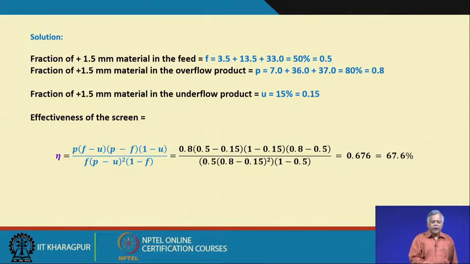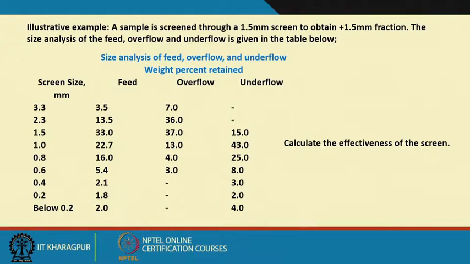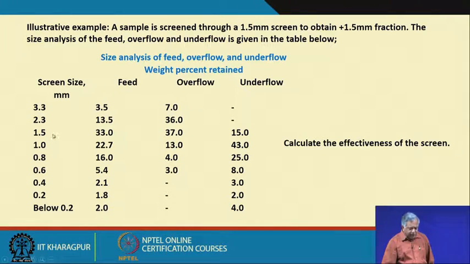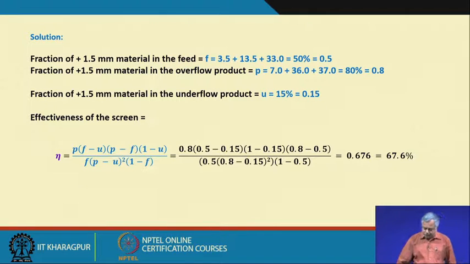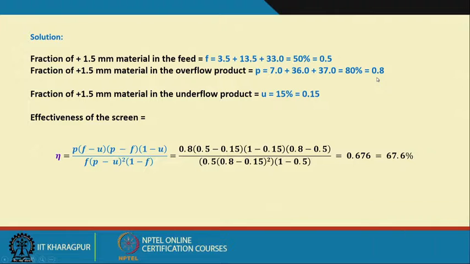Similarly, I have to look at how much of oversized material is present in the overflow. So, in the overflow, how much of material is coarser than 1.5. So, this is 37 plus 36 is 73 plus 7. So, that is 80%, or this fraction will be 0.8. So, this is the fraction of plus 1.5 millimeter material in the overflow product, that is reported as small p, that is equal to 80% or equal to 0.8.